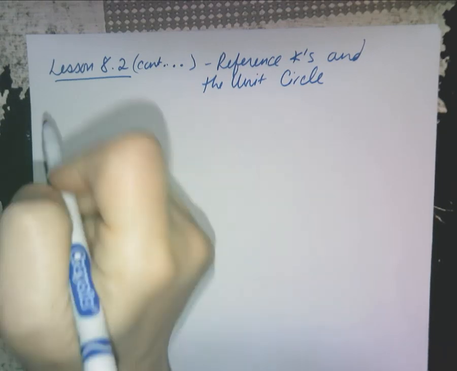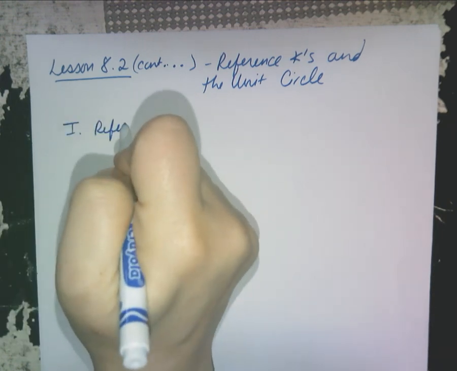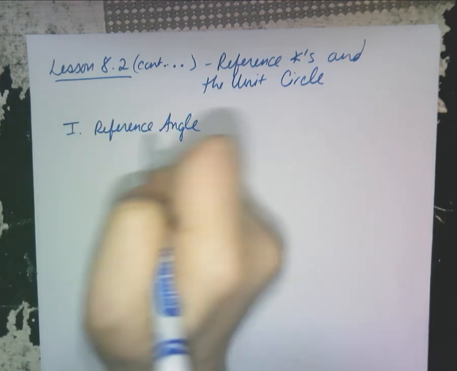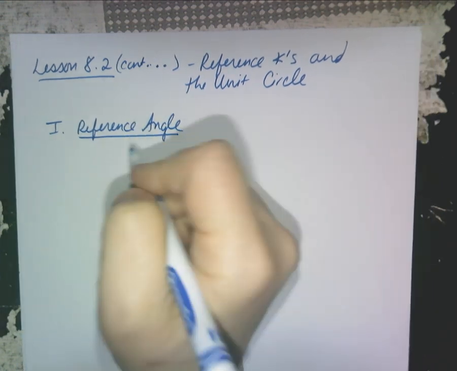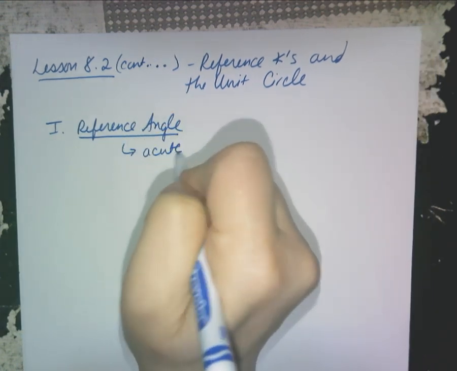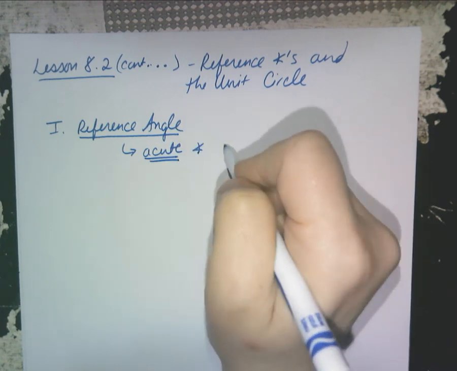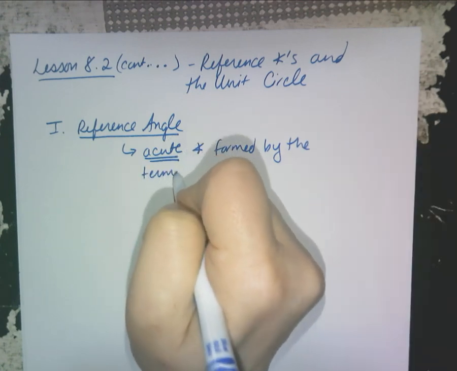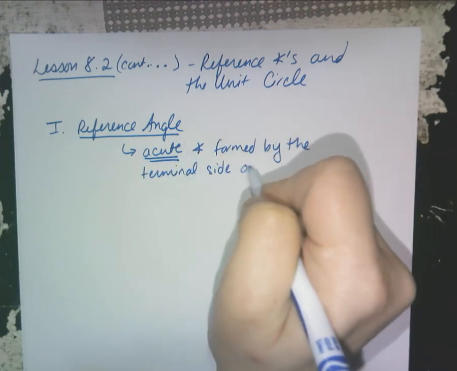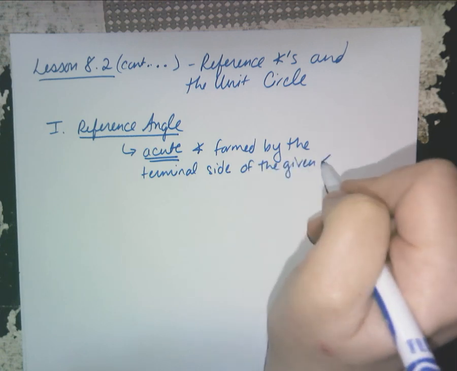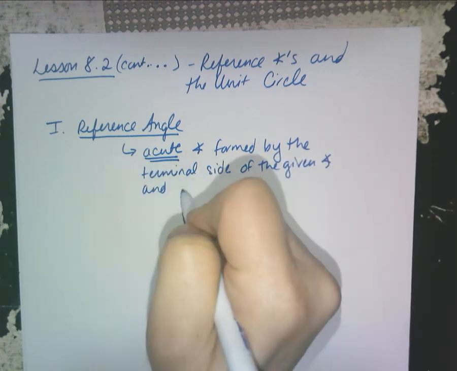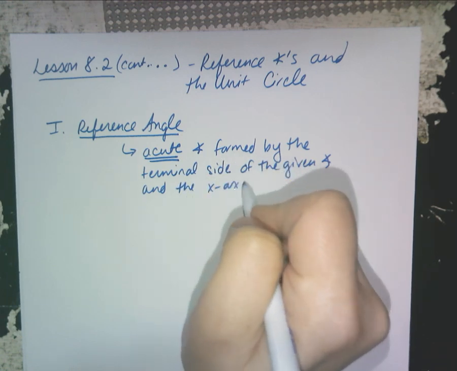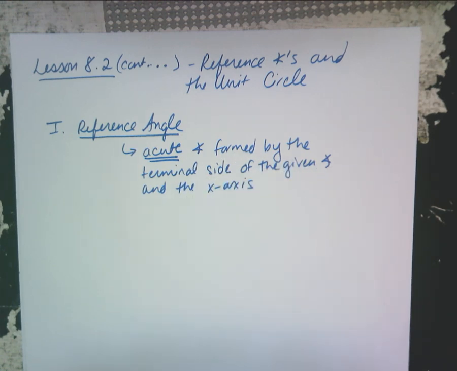Okay. First things first, let's go over what a reference angle is. A reference angle is an acute angle formed by the terminal side of the given angle and the x-axis. Acute angle formed by the terminal side of the given angle and the x-axis, okay?